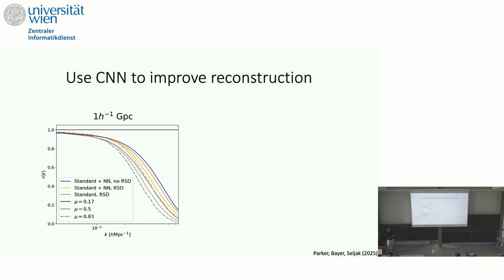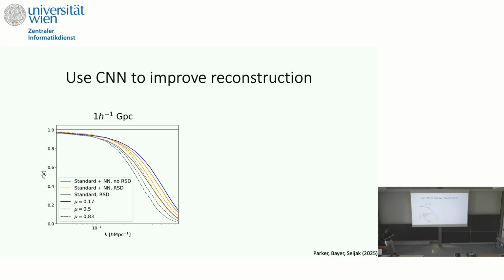Standard reconstruction is the gray lines, and the different line styles are different angles to the line of sight. So you can see those are the lowest lines. They have the lowest cross-correlation coefficient. Then when you add the neural network, you get the orange lines, which improve the cross-correlation coefficient to smaller scales. And the blue line is showing as if you had no redshift space distortion.